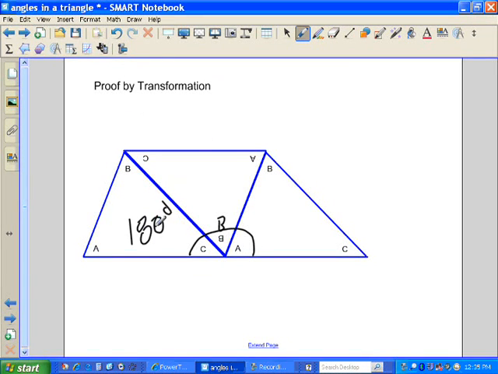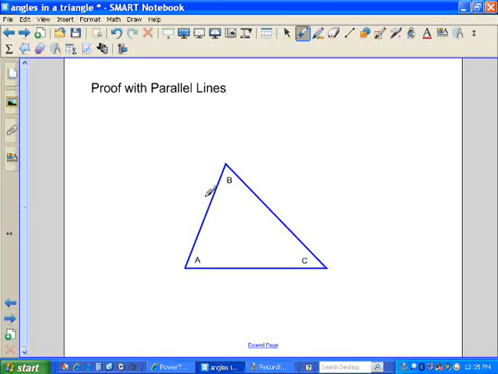So proof by transformation, 180 degrees in a triangle. It worked for that particular one. Didn't do any angle measurements. It would work no matter which triangles I picked. I could probably make that happen. You can try it at home if you like.